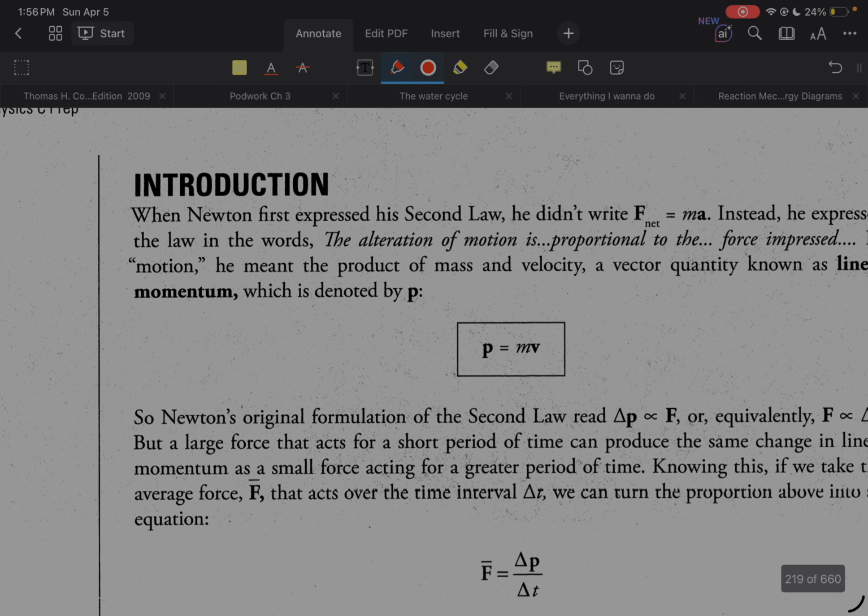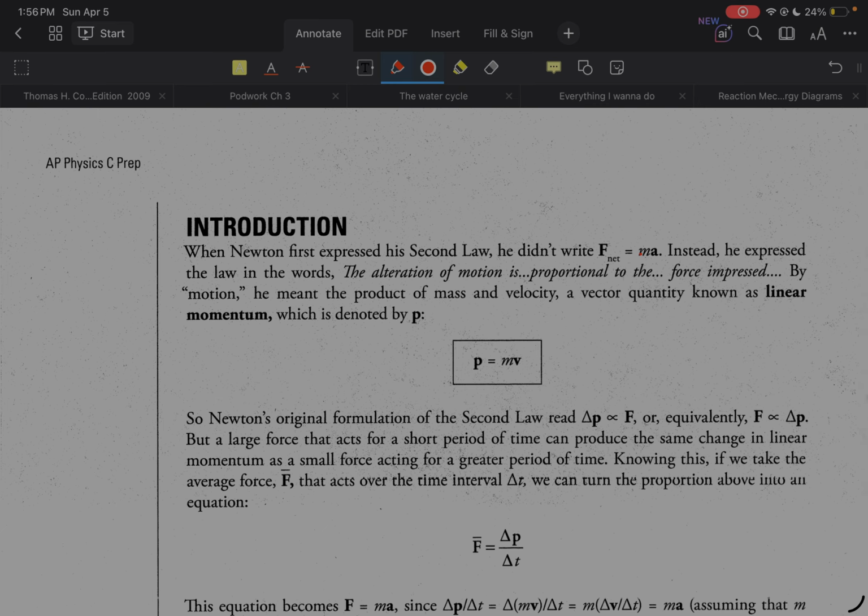Introduction. When Newton first expressed his second law, he didn't write F equals ma. Instead, he expressed it in the law: the alteration of motion is proportional to the force impressed. By the motion, he meant the product of the mass and velocity, a vector quantity known as linear momentum.